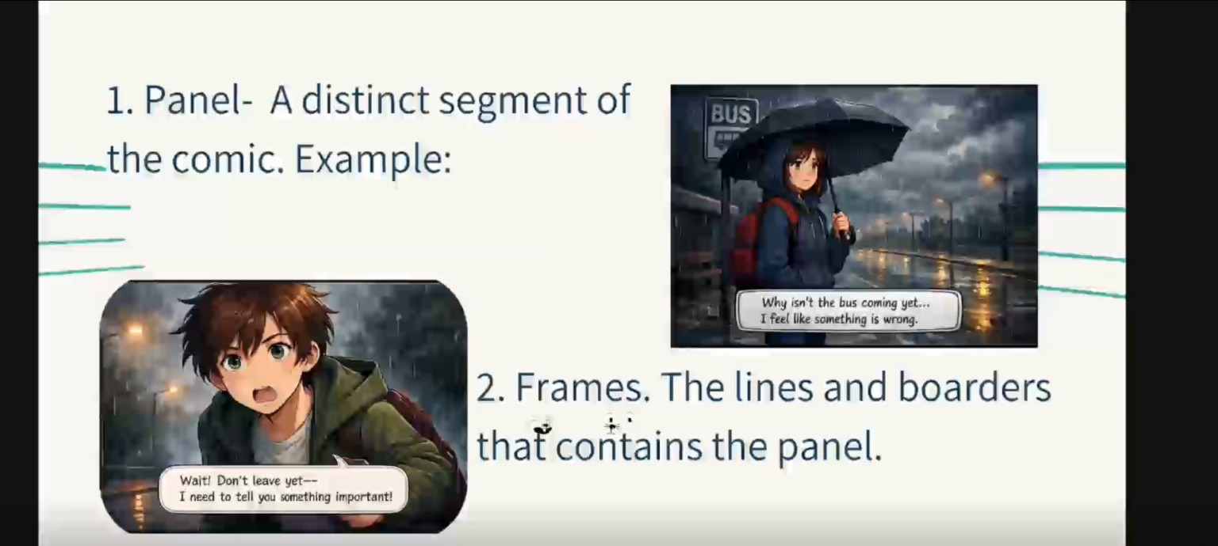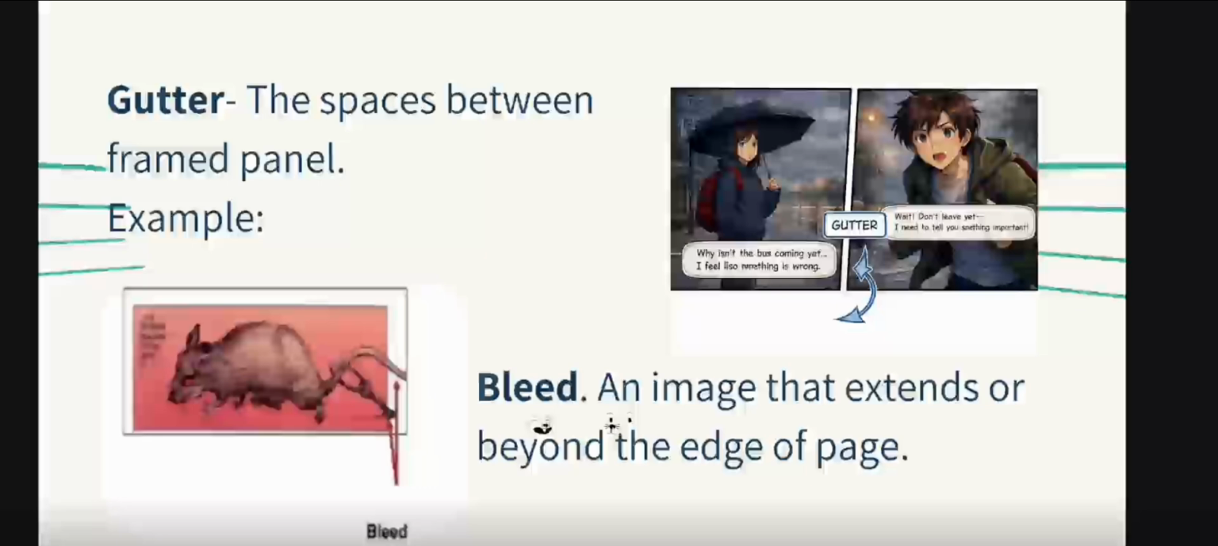Next is frame. Frame is the border of a panel. In a simpler way, it is the border of a panel. For example, you show how a scene is separated using a line. So when we say a border, it refers to the line, the frame itself. The boxes, the lines of the boxes, that's the frame. As you can see, this is an example of a frame. Next is gutter, the space between panels. The panels are the parts of the story that are differentiated, and the gutter is the space between the panels. So if you draw boxes and there's a space between them, that's the gutter. See the example given above, that's the gutter.